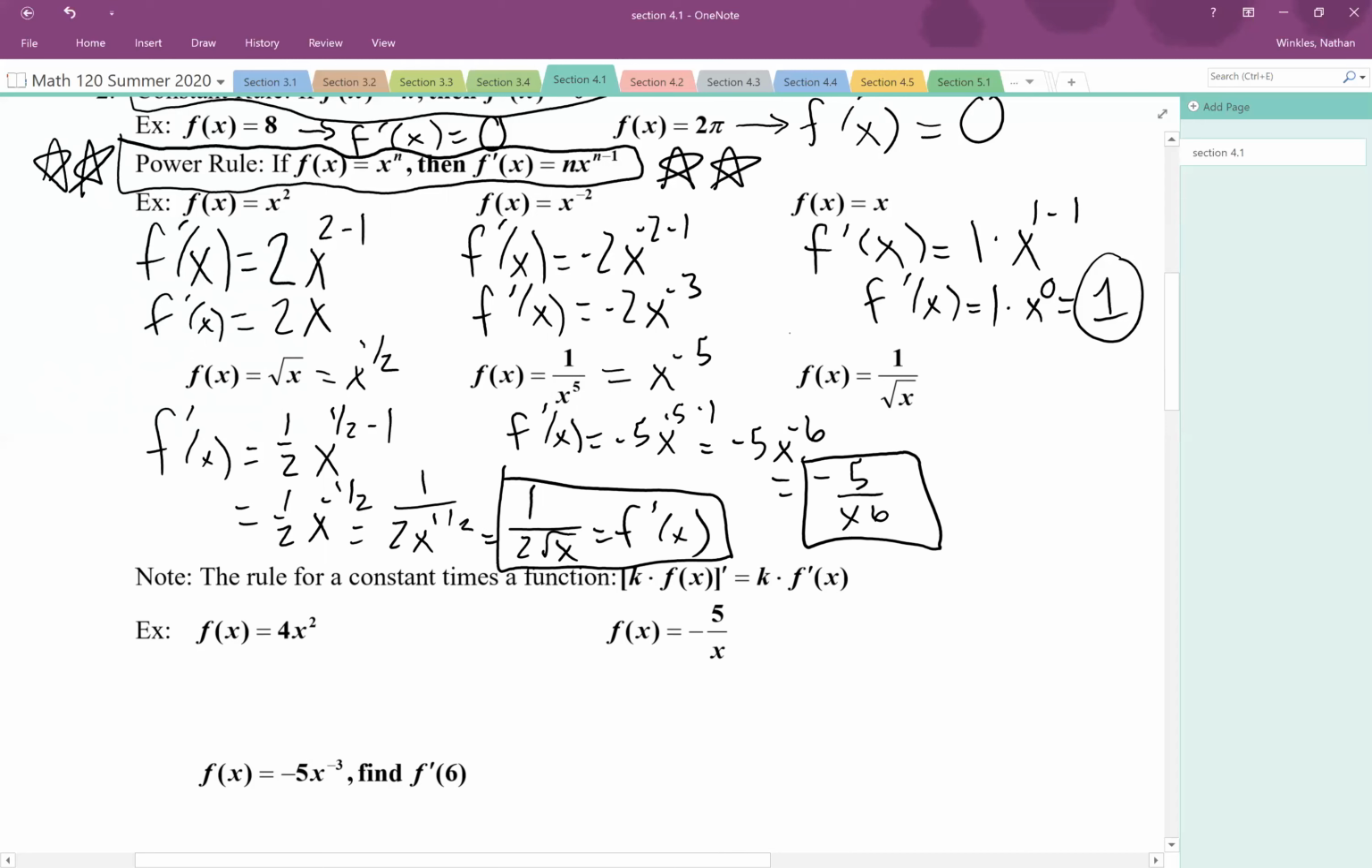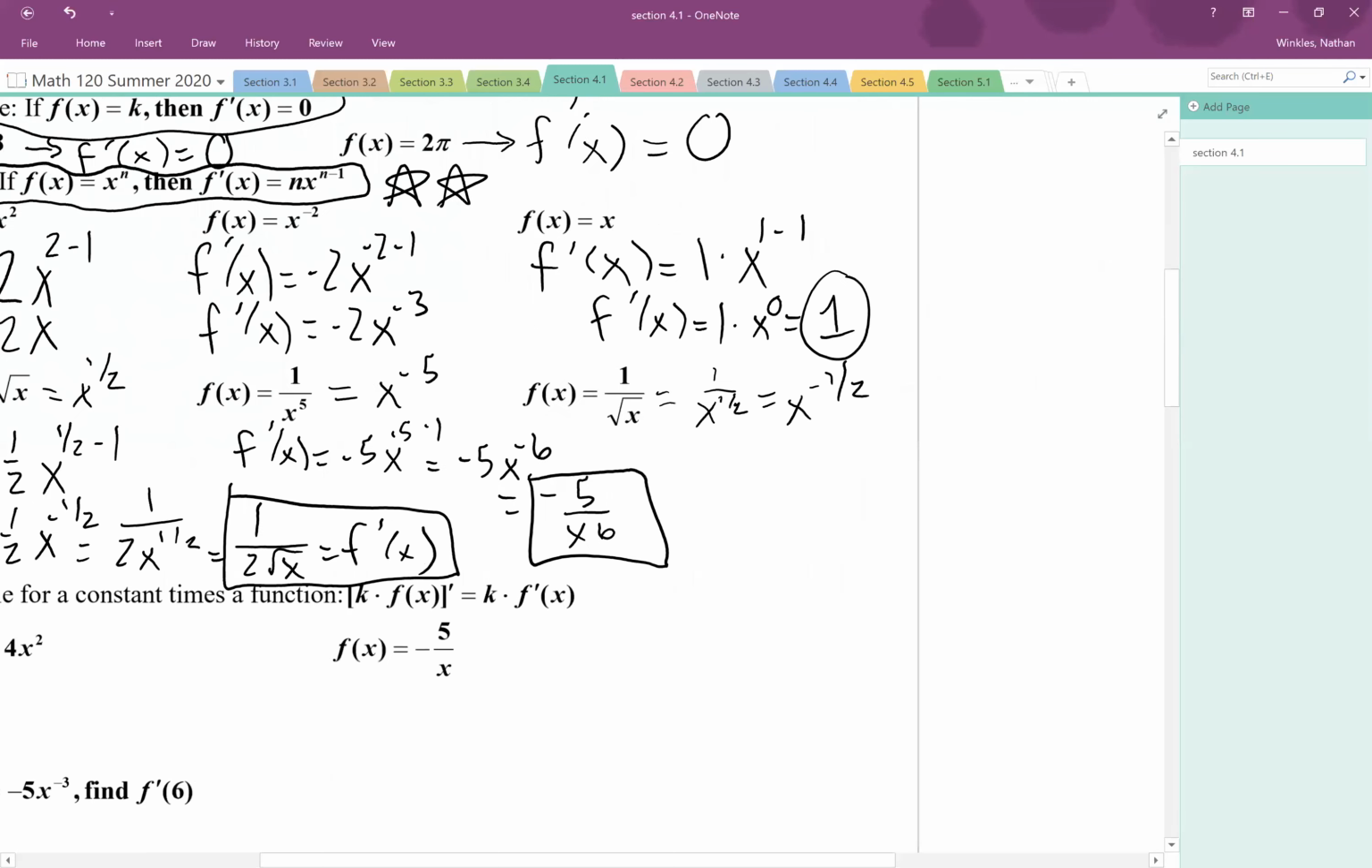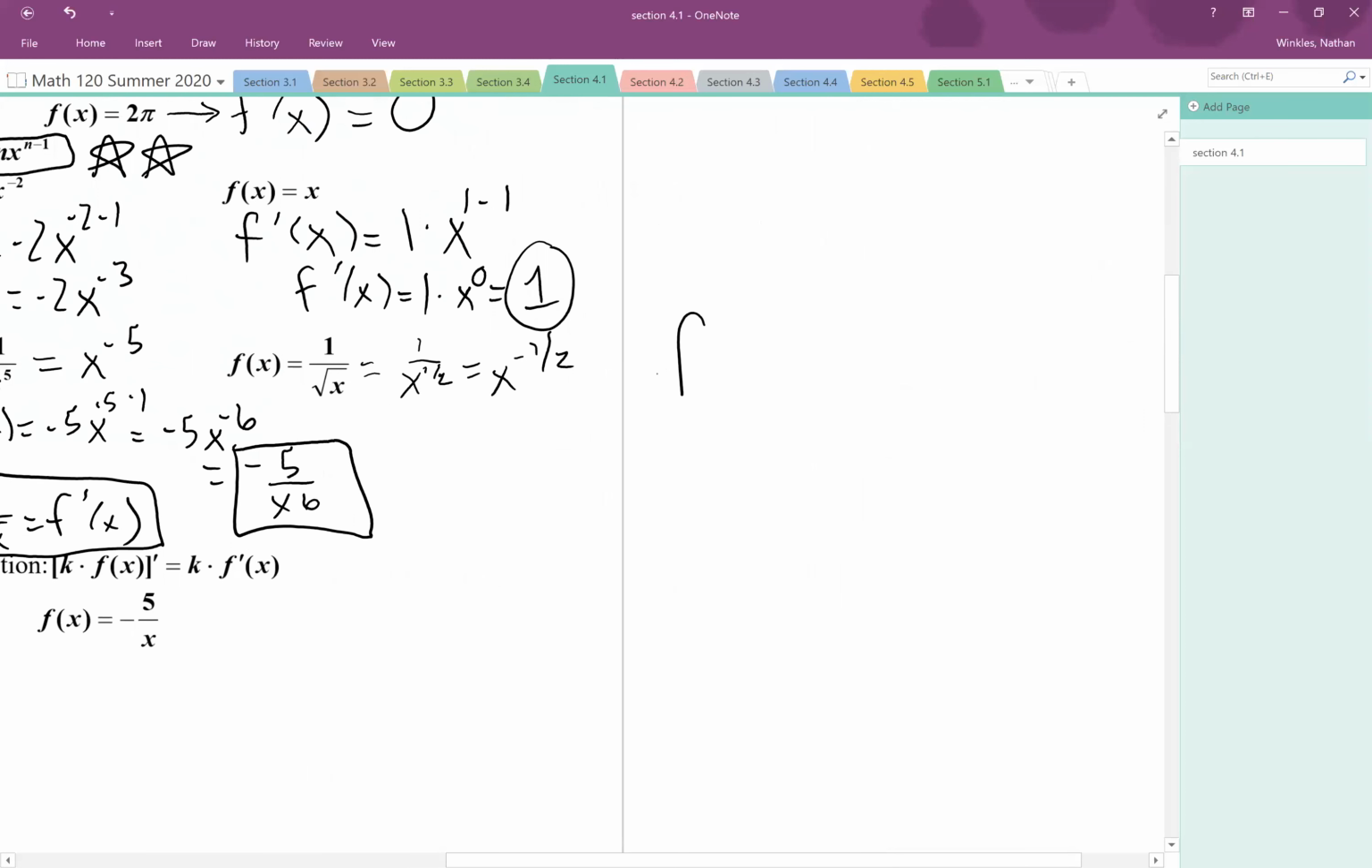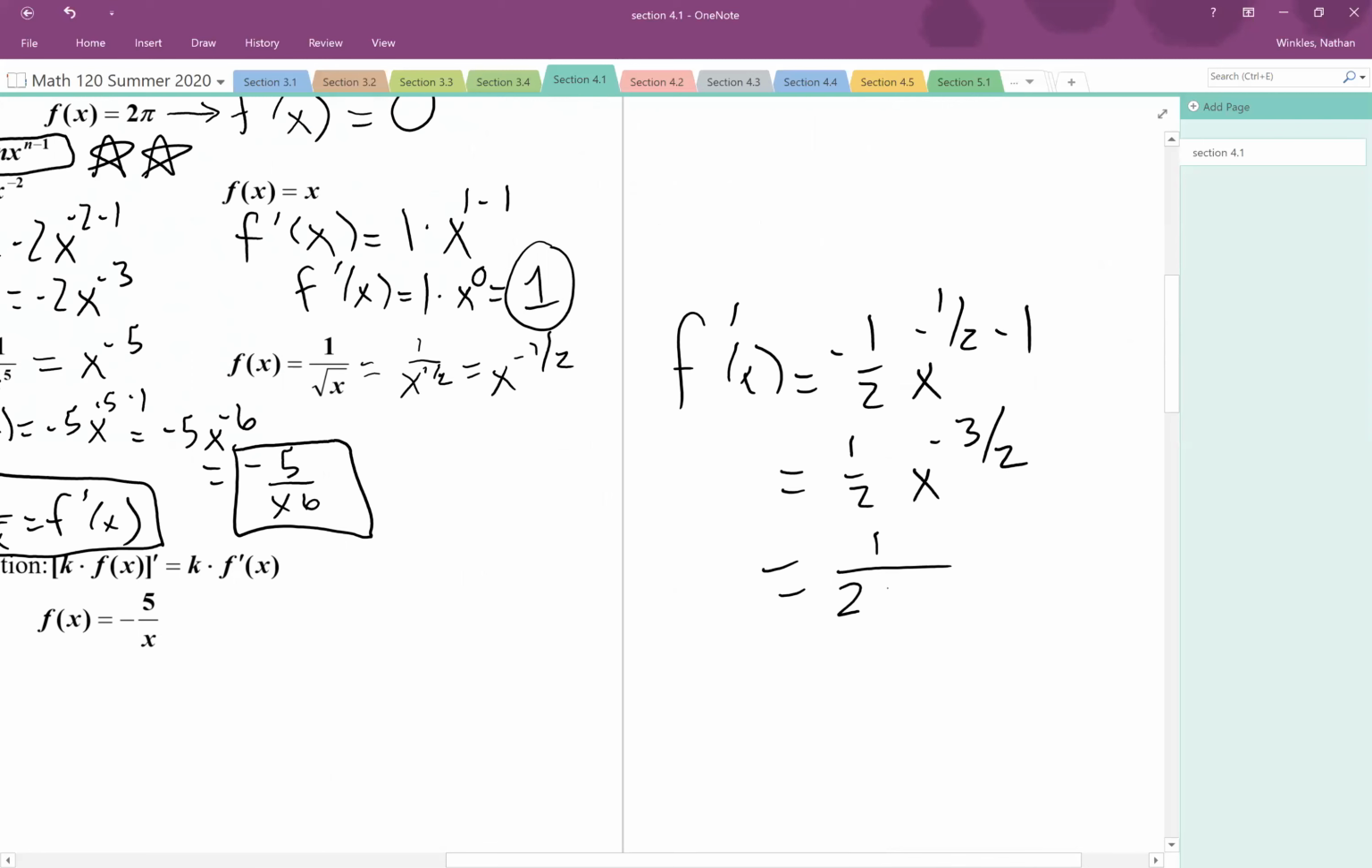For f of x equals 1 over square root of x, that is 1 over x to the 1/2, which is x to the negative 1/2. So its derivative, f prime of x, is negative 1/2 x to the negative 1/2 minus 1, negative 1/2 x to the negative 3/2. And we would stop right here, 1 over 2x to the 3/2. There's no need to rewrite that in radical form and everything. We can leave it just like that and be fine.